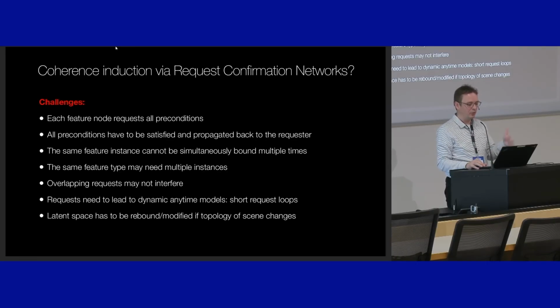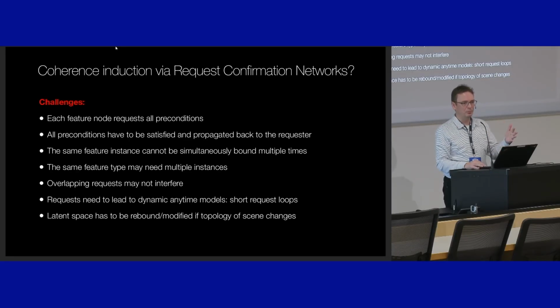And then this whole thing needs to work in such a way that you can propagate the requests back and forth in your graph in an overlapping way without these overlapping requests interfering with each other in the architecture. And the requests need to lead to dynamic anytime models. You need to get a result all the time, right? You need to be able to have continuous perception. So this request confirmation process cannot have infinitely many steps or very large numbers of steps. It needs to give you good enough results within very short numbers of steps that are periodically repeated, and in the process of periodically repeating them, get more and more accurate.